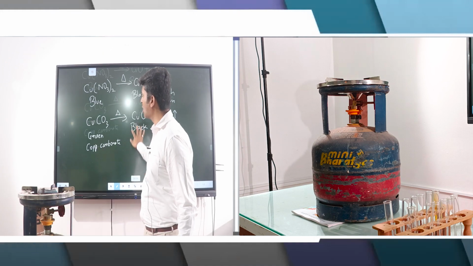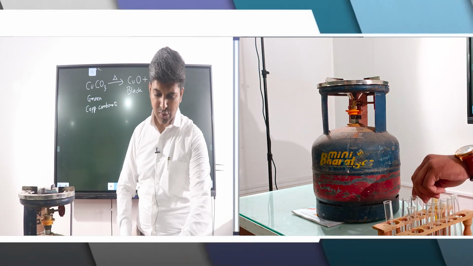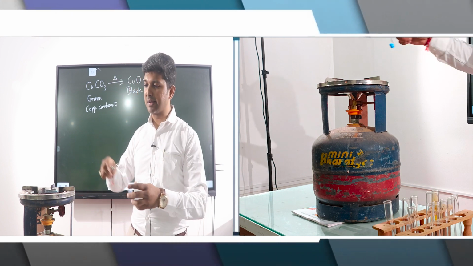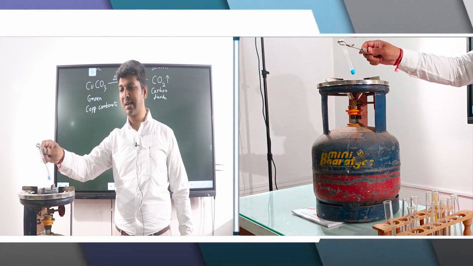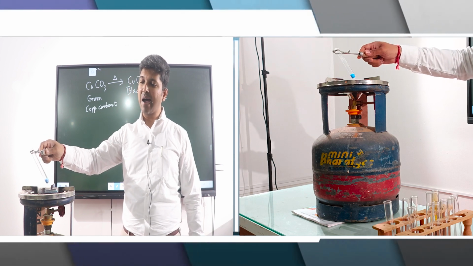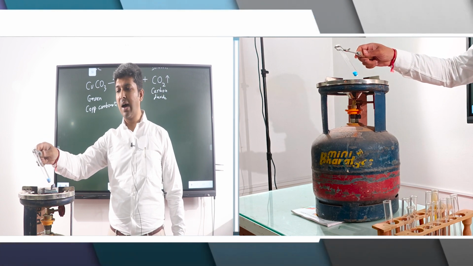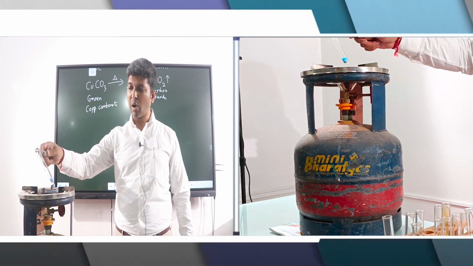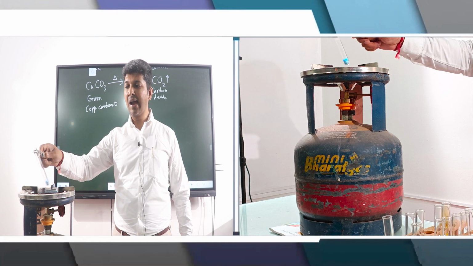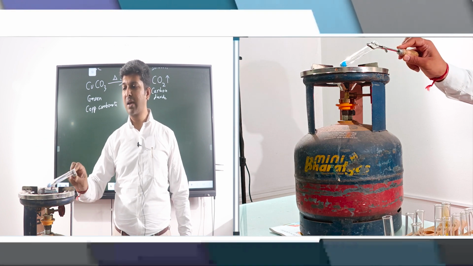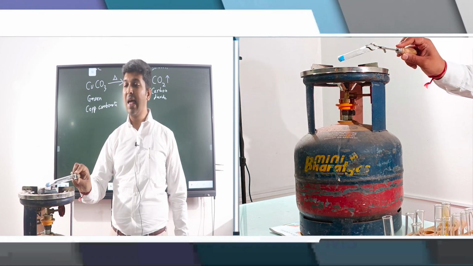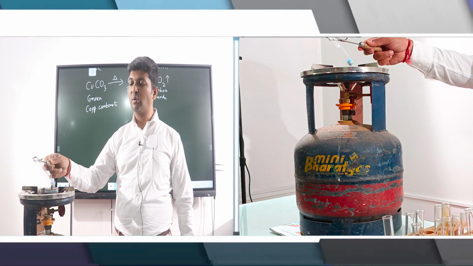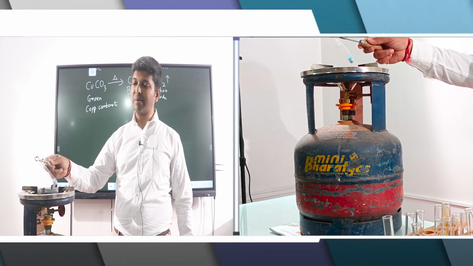Let's check out the next salt now. The next salt is blue colored hydrated copper sulphate crystals. By the effect of heat, I'm going to release the water of crystallization. All the water will be released from this, and when water is removed, you will see that the blue colored copper sulphate crystals will convert into white colored anhydrous copper sulphate.